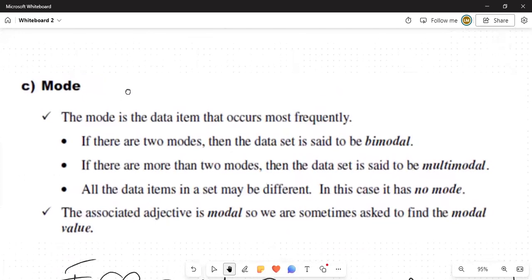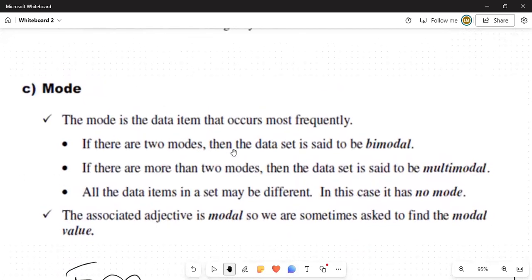The mode is the data that occurs the most. If you have two values that occur the same highest number of times, you have a bimodal set. If it's more than 2, you'll have a multimodal set, and it is possible for you to have no mode if nothing is repeating.